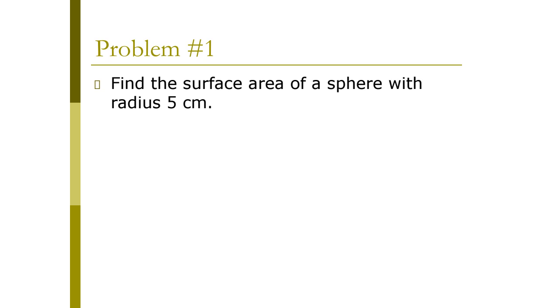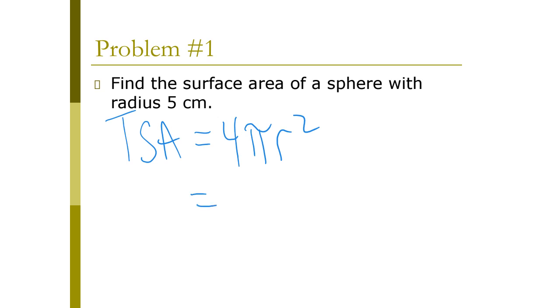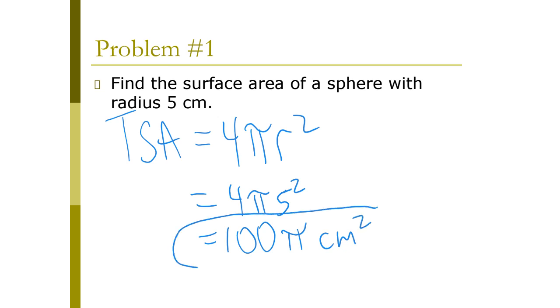Find the surface area of the sphere with a radius of 5 centimeters. Well, since my total surface area of a sphere is 4 pi r squared, and I'm given the radius, we got all the information we need. That's 25 times 4. That's 100 pi centimeters squared. Beautiful. That's it. I'm sure the rest of them will be just this straightforward, as is tradition in honors geometry. That's sarcasm, children.